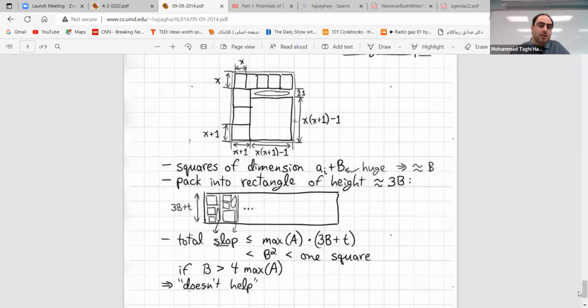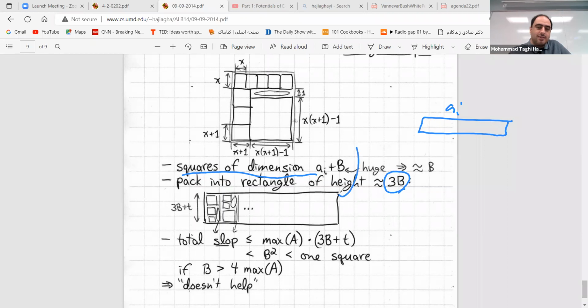Okay, now in the 3 partition, or in this problem of square packing or rectangular packing, we have this concept of AIs, correct? AI was the size of each number that you want to pack. Now, you are putting squares of dimension AI plus B, where B is a huge number. We will decide how much B should be later. Good. So now we will pack them into rectangles of height 3B. Good. What is this 3B?